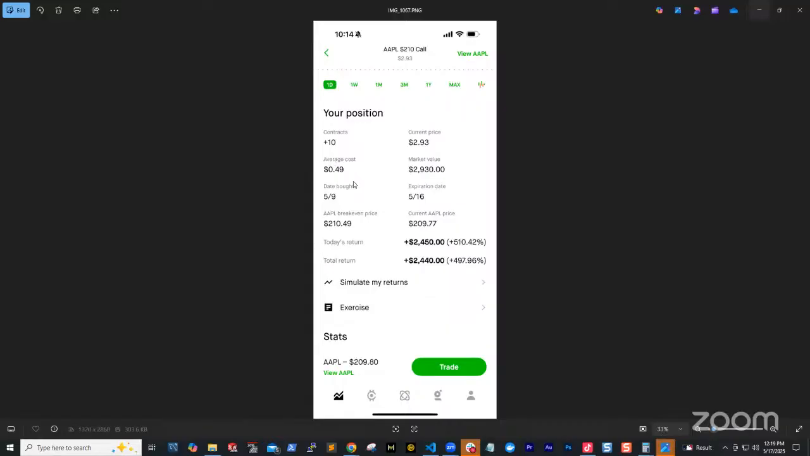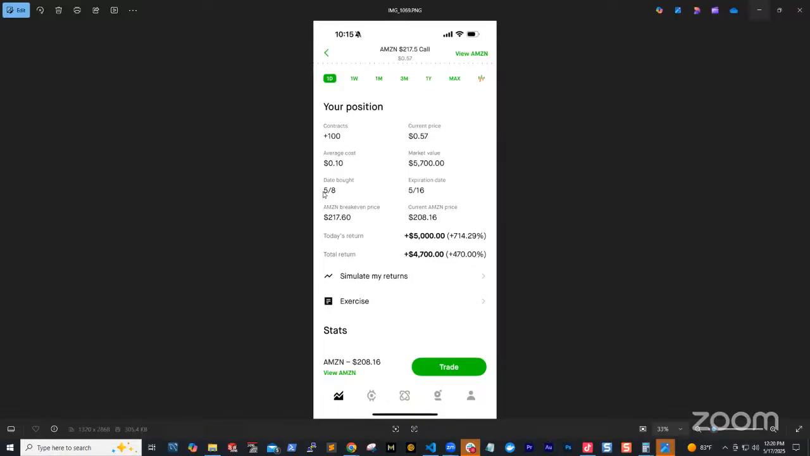They always show it in the price of what the contract is, but then it's always times 100, right? So it's 49 cents for one contract, times 100, that's $49, times 10. So I paid roughly around $499. And look at how many percent that returned, right? Wow, 500%. So this is just a $499 investment turned into $2,000. That is that one.